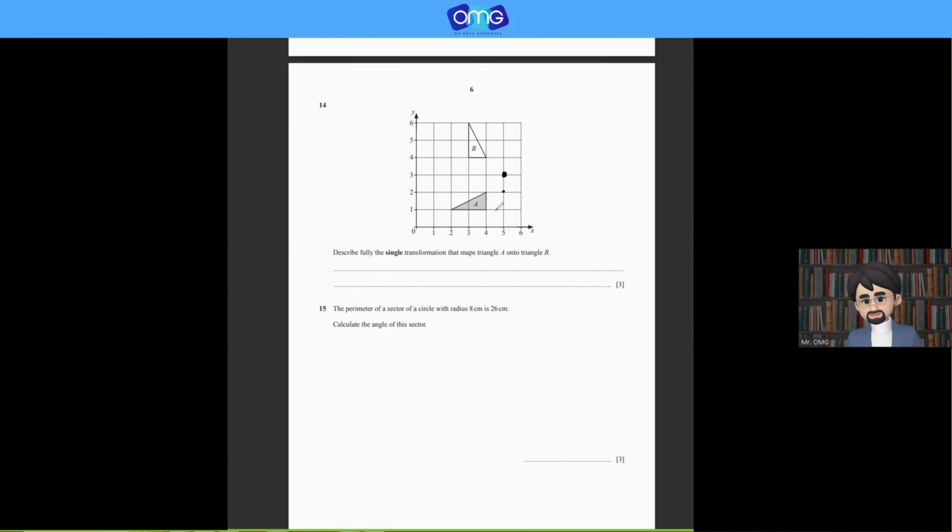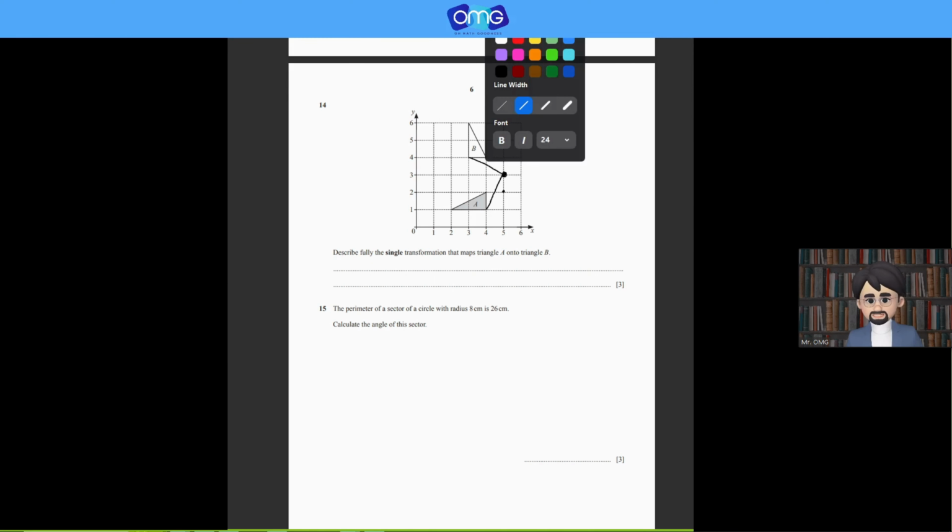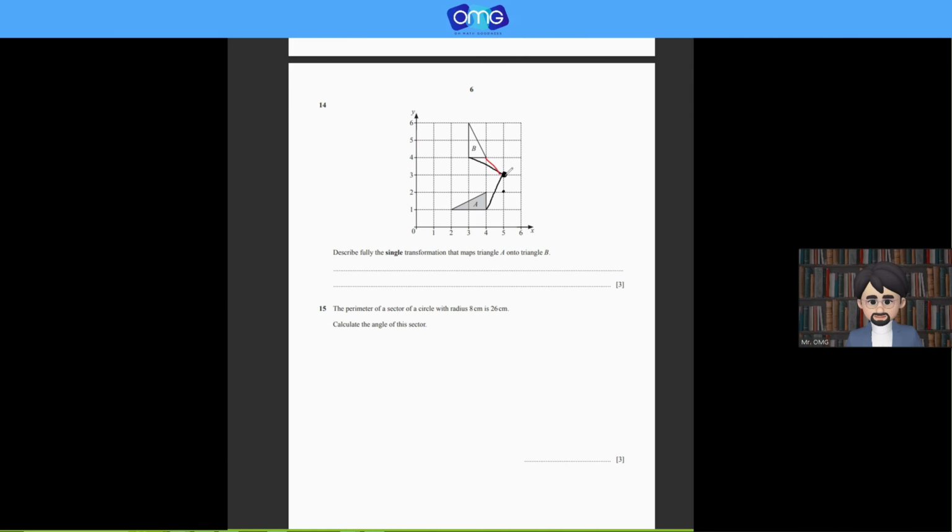Why is it a rotation? Because the distance is equal there. Can you see that? From A to B, we can say this is clockwise. So this is a rotation of 90 degrees clockwise. We need to say that, and then the center. What's the center here? It is about (5, 3), and that's the answer.